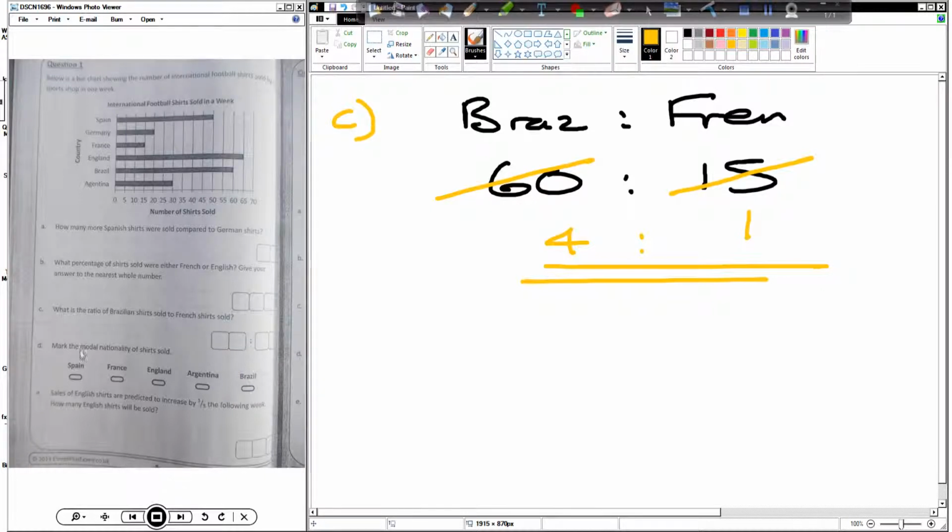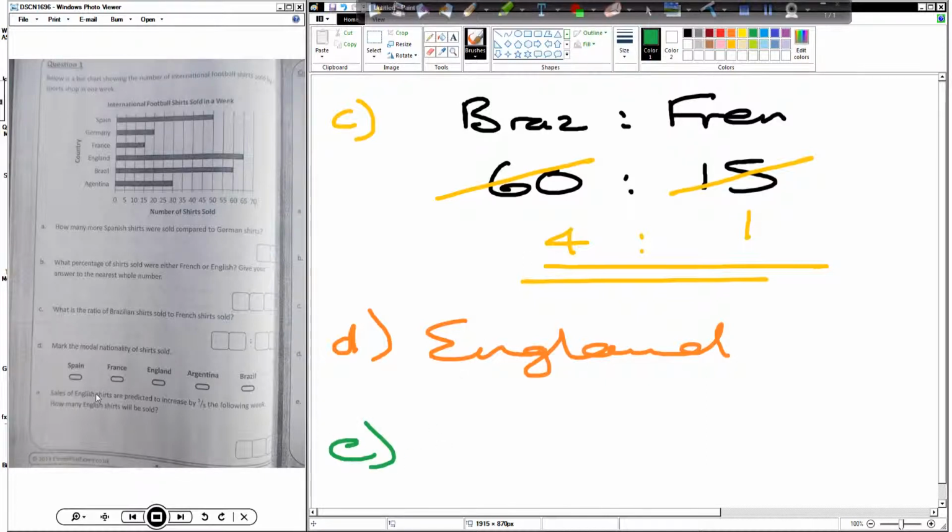Next question. Give the modal nationality of shirts sold. The word modal comes from the word mode. Mode is the most frequent. So you're looking for the longest bar. Which one of those has got the longest bar? England. I forgot to write it down. Okay, write it now. Anybody got E wrong?